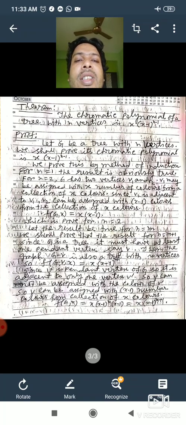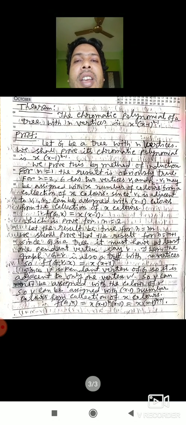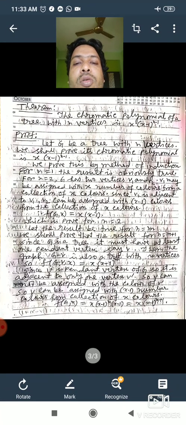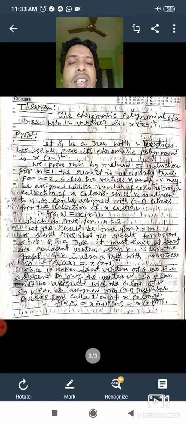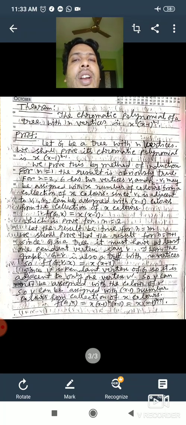We prove this by mathematical induction. For n equal to 1, the result is obviously true. For n equal to 2, G has two vertices v1 and v2. If v1 is assigned x number of colors, then v2 is assigned x minus 1 number of colors from the collection of x colors. Therefore we write f(G, x) equals x(x minus 1), which is the proof for n equal to 2. Let the result be true for n equal to m. We prove the result is true for n equal to m plus 1.